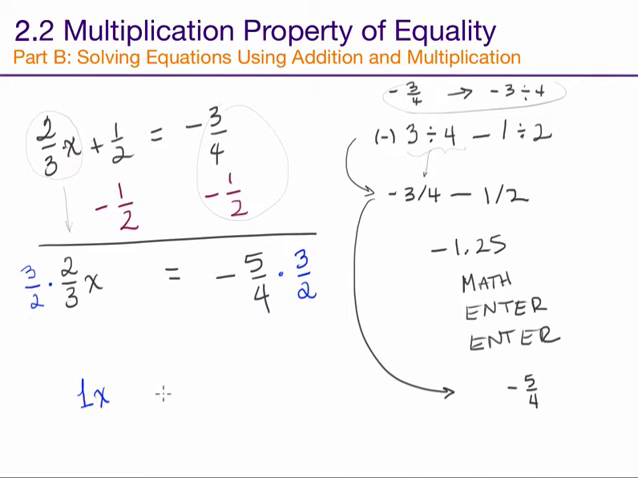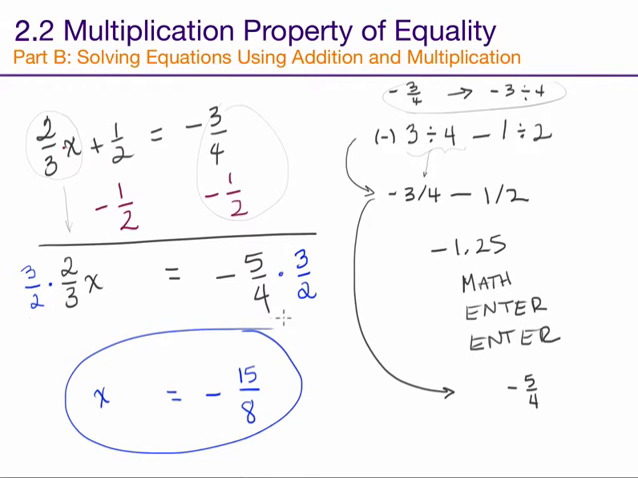This multiplication gives me negative times a positive is a negative. This is 15 over 8. I don't need the 1. My answer is x equals negative 15 over 8.